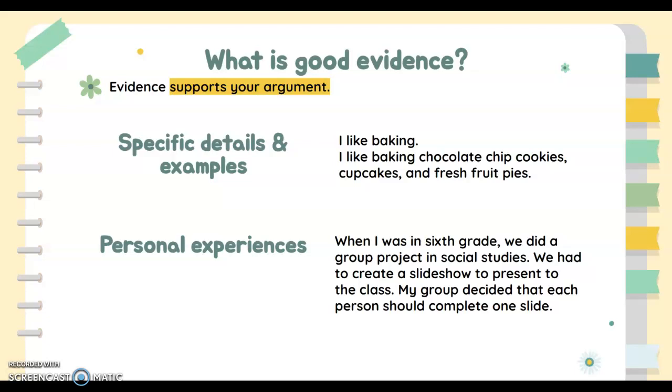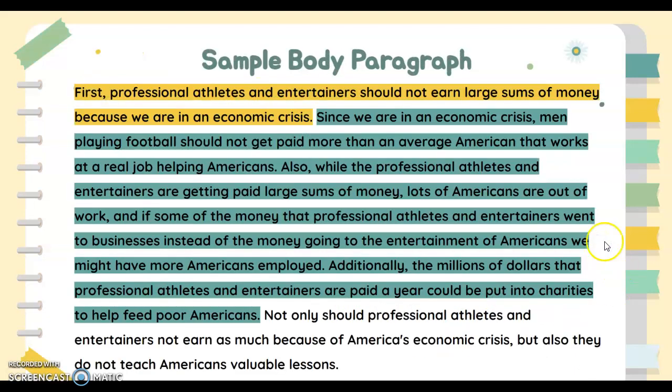Elaborate, be specific. And then the other thing that can be really helpful in proving your point is to provide personal experiences, right? Provide those examples from your own personal experiences, whether they are true or not, right? It can be helpful to think about some of your own experiences, like the one that I have here about a project in social studies. So in our sample body paragraph, we have lots of sentences, lots of explanation here to support the idea that we're in an economic crisis, and that's why we should not be letting these athletes and entertainers earn large sums of money.